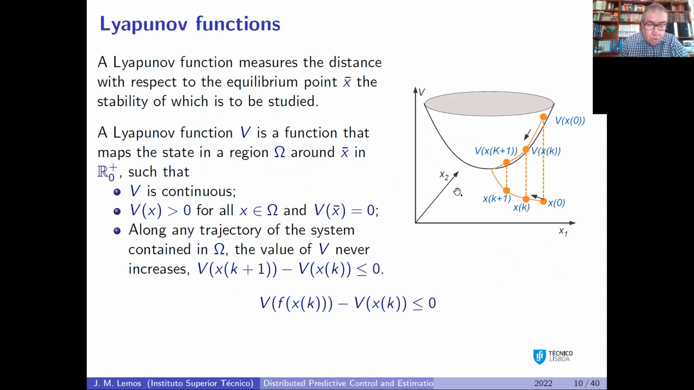the key point that was a definition. And we want to have a method to see if a given equilibrium is stable or asymptotically stable. And the method relies on this notion of Lyapunov function. So what is the Lyapunov function? It's something that measures the distance with respect to the equilibrium point. Okay, let's see how.